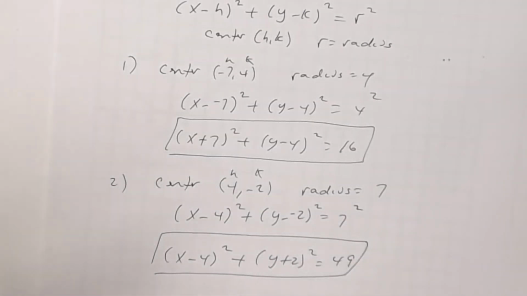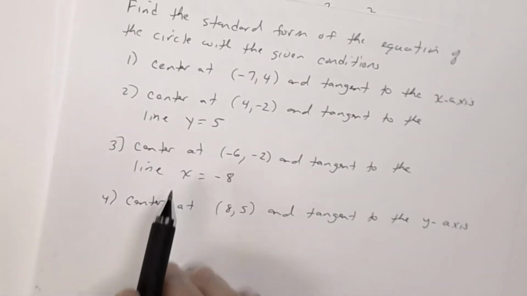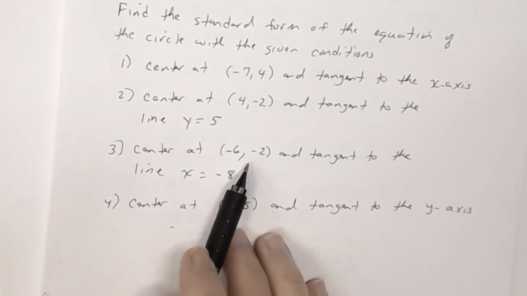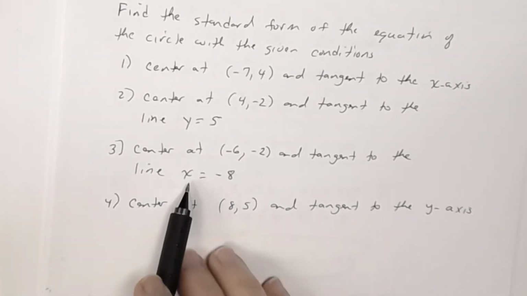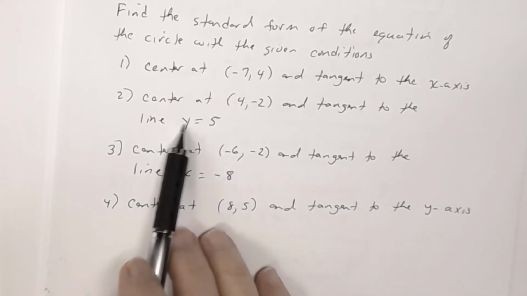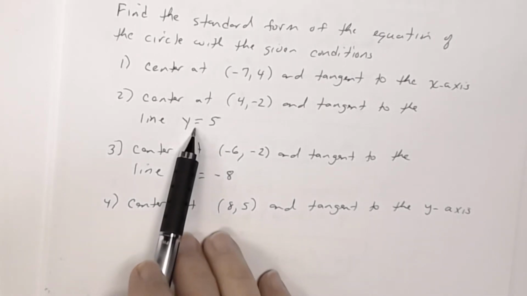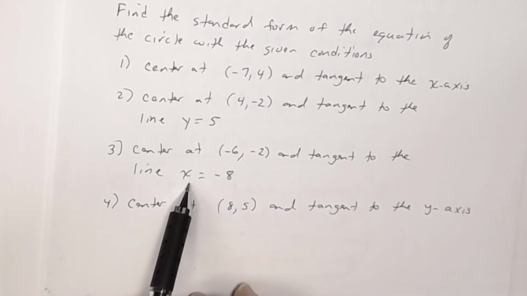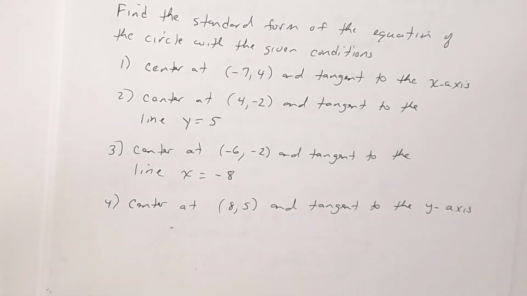All right, let's look at the next one. So the next one is number 3, and it says this. Your center now is at (-6, -2), and it's tangent to the line x = -8. So remember, the line y = 5 was horizontal. What about the line x = -8? What kind of line is that? That is vertical.